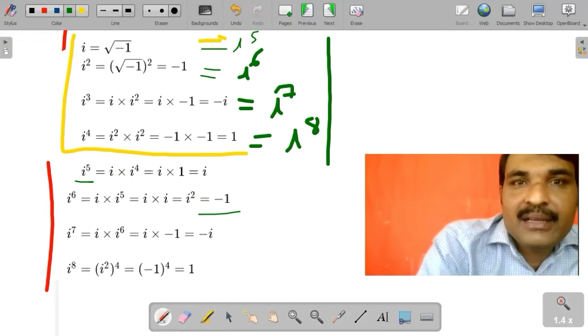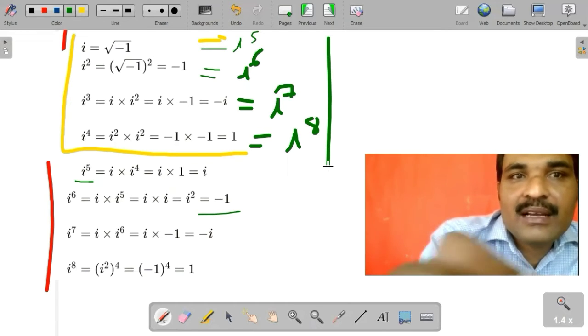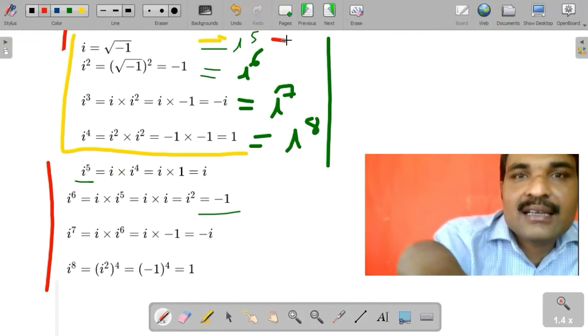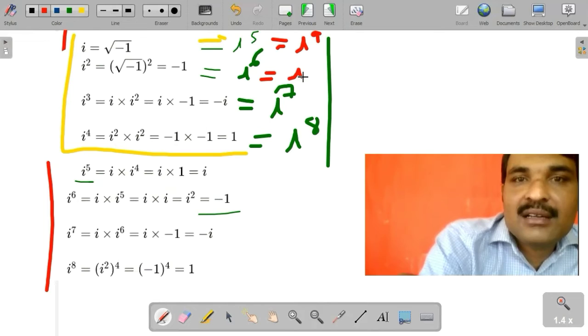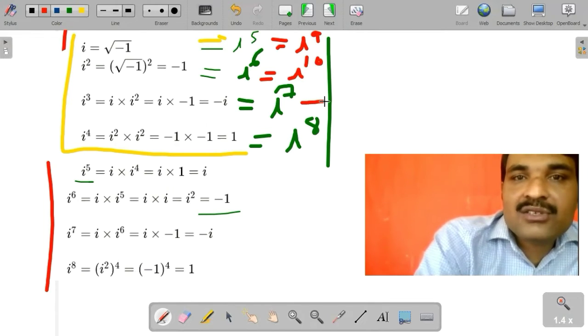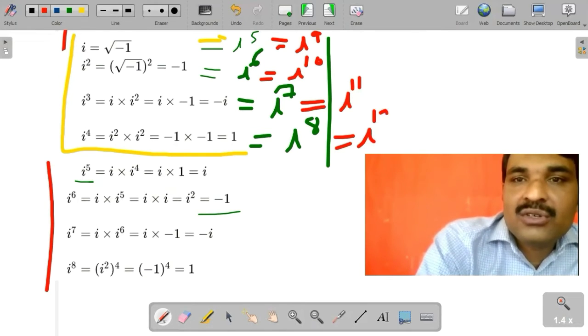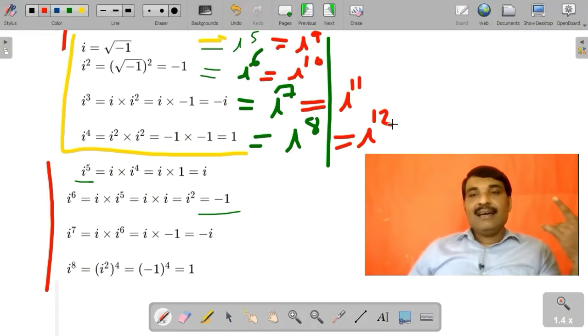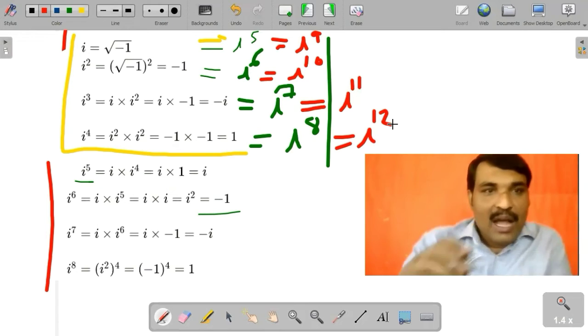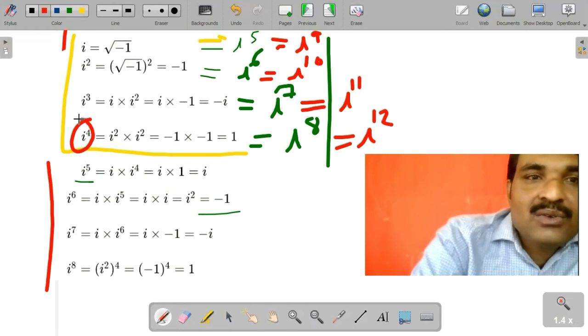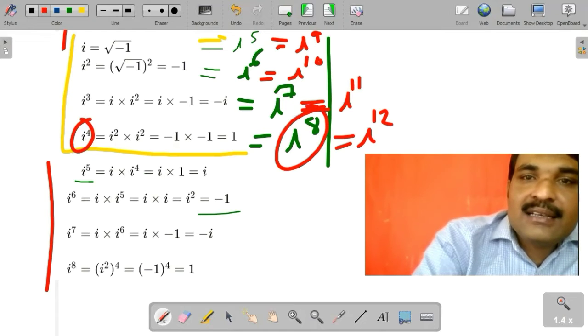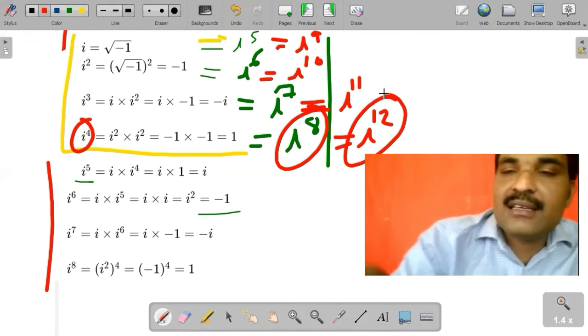Now this is again a repeat. Our iota raised to 5, we can write, is equal to iota raised to 9. Iota raised to 6 is equal to iota raised to 10. And iota raised to 7 is equal to iota raised to 11. Iota raised to 8 is equal to iota raised to 12. Right. That will repeat. So iota raised to 4 is equal to 1. Iota raised to 8 is equal to 1. Iota raised to 12 is equal to 1.